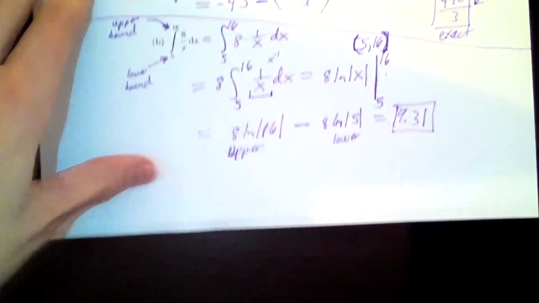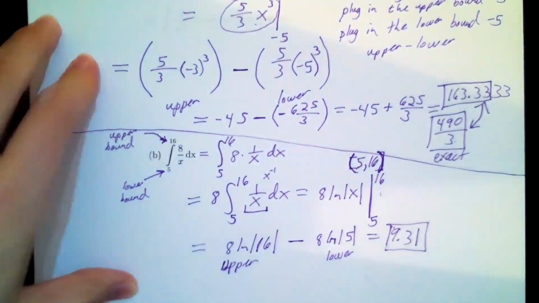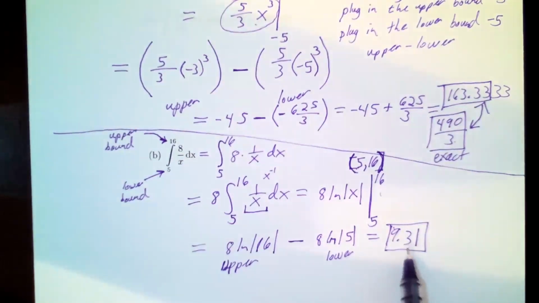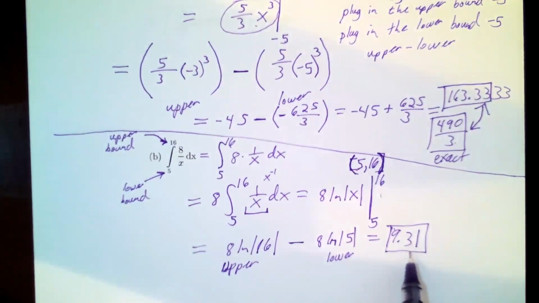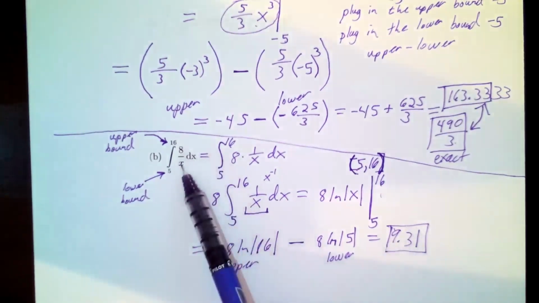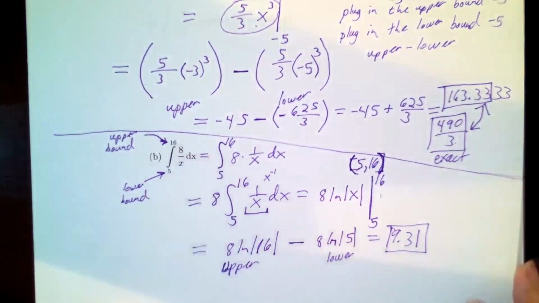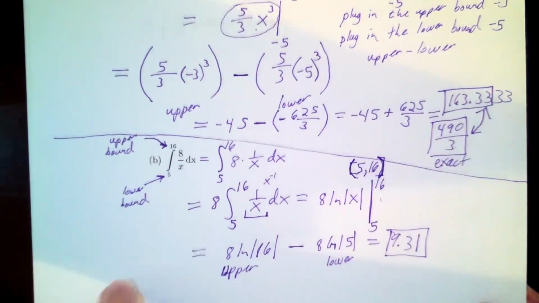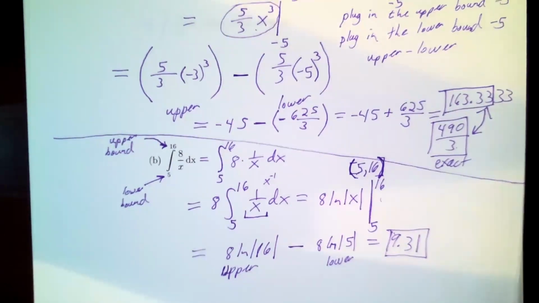Now that is my answer to the definite integral. It's 9.31. But if I want to assign this some meaning, that is the area in units between this curve and the x-axis between 5 and 16. All right, let's keep on moving.